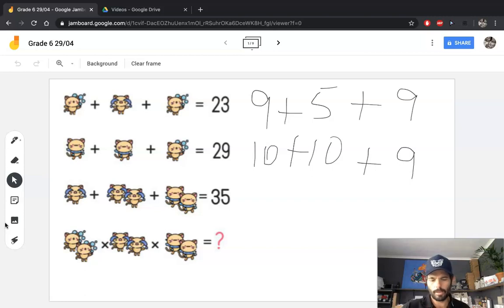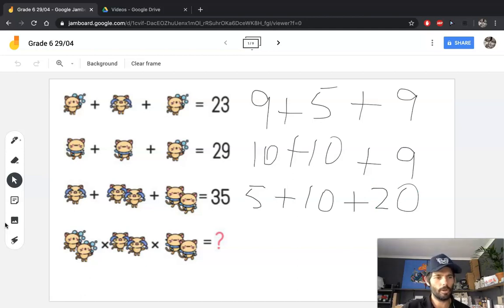The crying kitten would be 5. Two crying kittens would be 5 and 5, which is 10. Okay, and then the two kittens with the scarves would be 10, 10, and 20. So 20 and 10 and 5 is 35. Okay, so it works there.